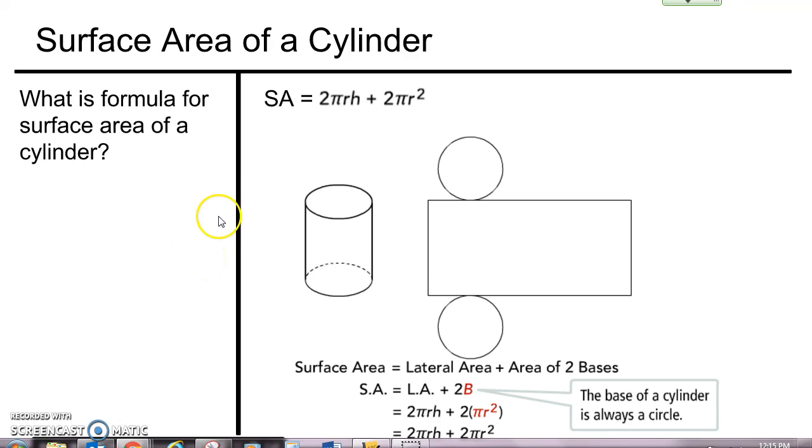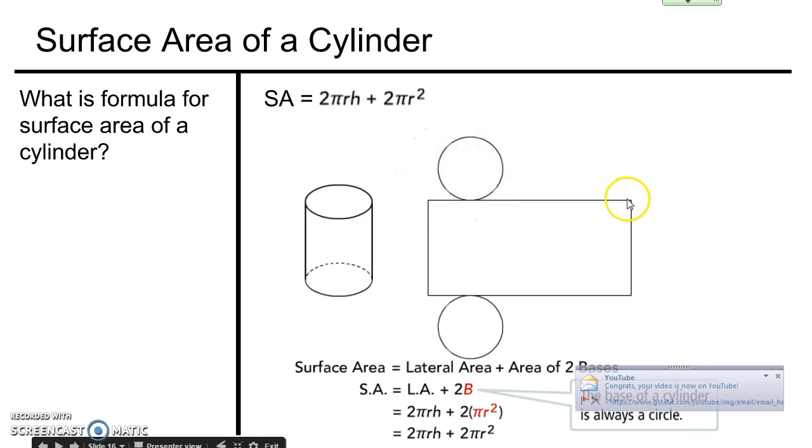So think about, with the cylinder, if I made a net of it, it would look like this. I have a circle on the top and a circle on the bottom, and then I have a rectangle that wraps around the cylinder. So to find the surface area, the 2 pi r h is basically the circumference of the circle, because that would be the distance around the circle, this dimension of the rectangle. And then we multiply that times the height of the cylinder. So it's like finding the area of the rectangle.